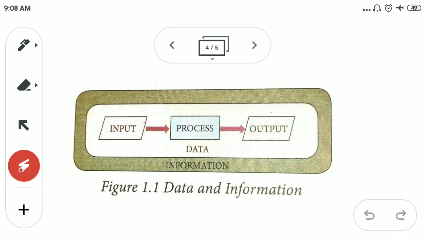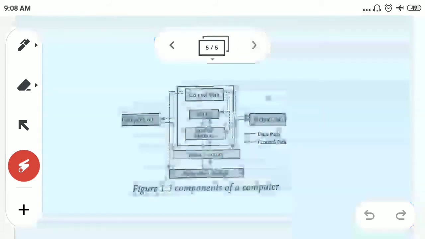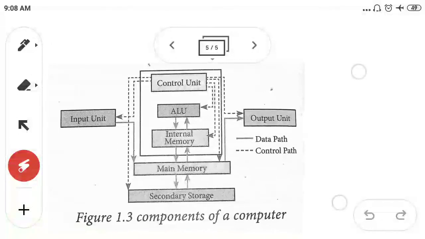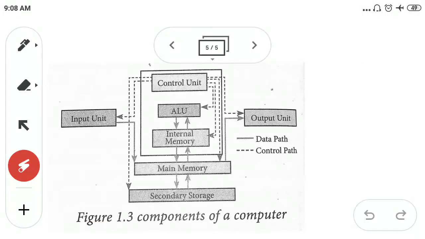Converting the data into information is the work of the computer. You can do any kind of work by using this computer. You can program it in such a way that you can process the data and get the information. So this is the basic work of a computer. And this is the basic structure or components of a computer.